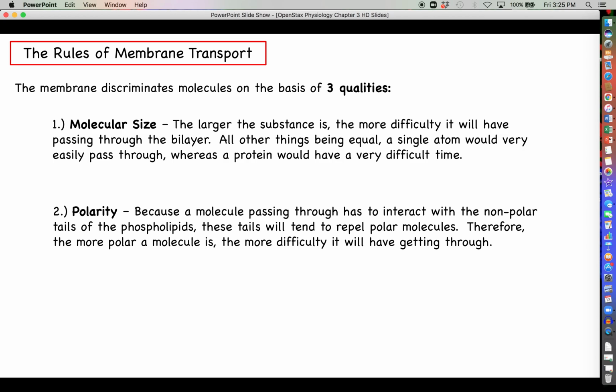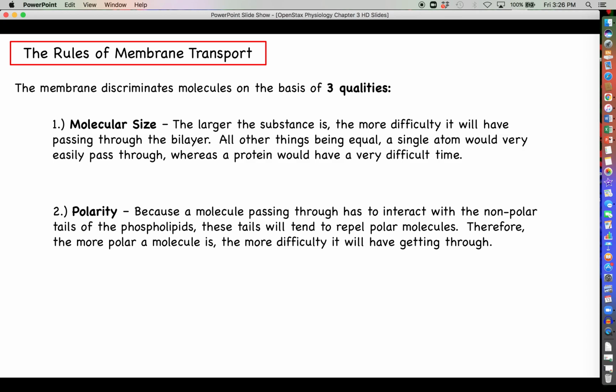Number 2 is polarity. So we're talking about polarity again, bringing that discussion back in from chapter 2. Now, this leads into what I was just talking about on the previous slide. If a molecule is going to pass straight through the membrane, it has to interact with those nonpolar tails that each phospholipid has.